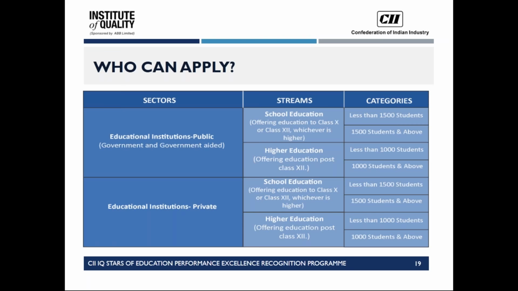And similarly, in the case of higher education, which is offering education post class 12, they will be considered as less than 1,000 students is placed as one category, 1,000 students and above is placed as another category. Therefore, this is how we are categorizing, and the same thing is also followed for private institutions as well.